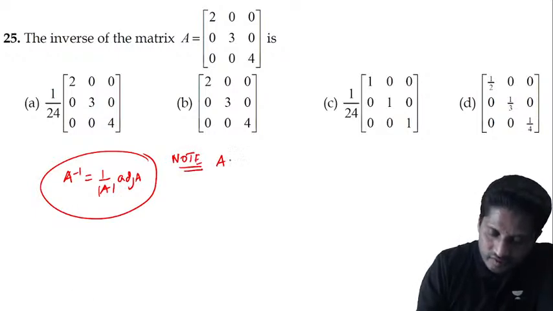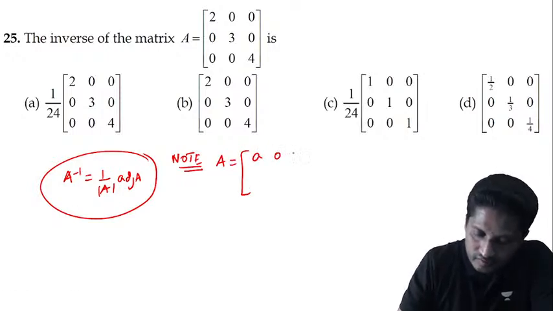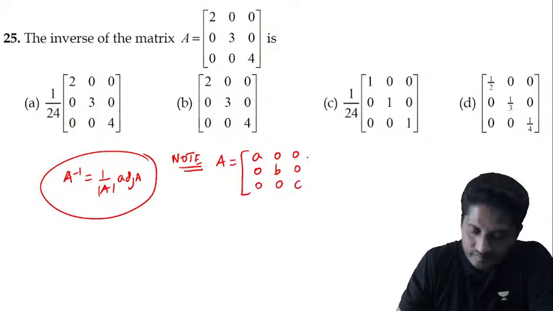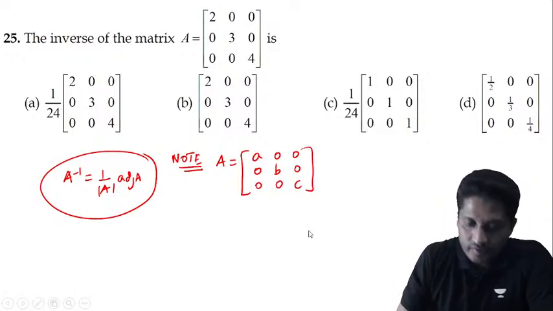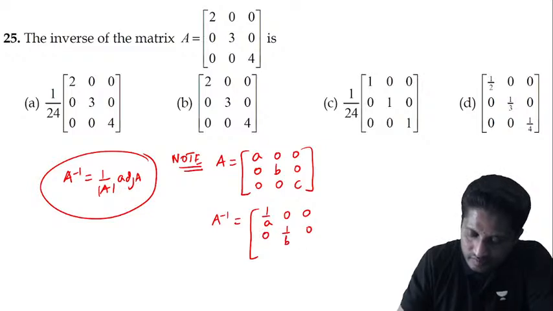Alright, suppose A is equal to the diagonal matrix with entries A, B, C on the principal diagonal and zeros elsewhere. Then A inverse is equal to a matrix with 1 by A, 1 by B and 1 by C on the diagonal and zeros elsewhere. This will be A inverse.